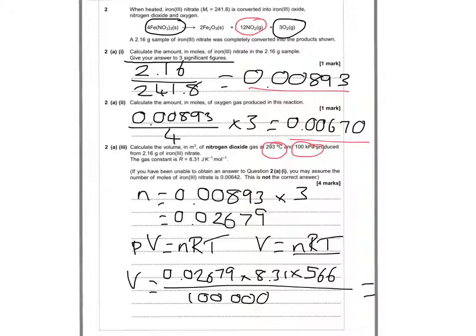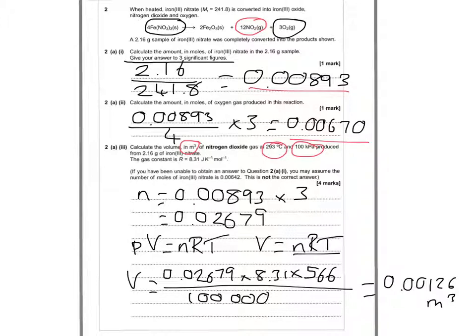Okay, and then you should get as your answer 0.00126 meters cubed. Now they wanted the volume in meters cubed, and it comes out in meters cubed, so that is what you need to write, so that is correct.